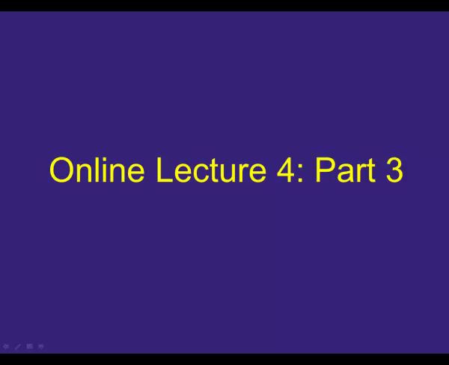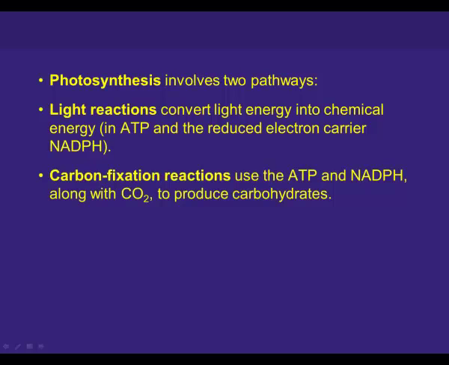However, although the process is anabolic and begins with energy from the sun, it has much in common with cellular respiration, particularly with regards to redox reactions and chemiosmosis, and also the breaking down of an involved metabolic process into several steps. Photosynthesis involves two pathways, the light reactions, where light energy is converted into chemical energy, and then a second set of reactions called the carbon fixation reactions, where the products of the light reactions are used along with carbon dioxide to produce carbohydrates.